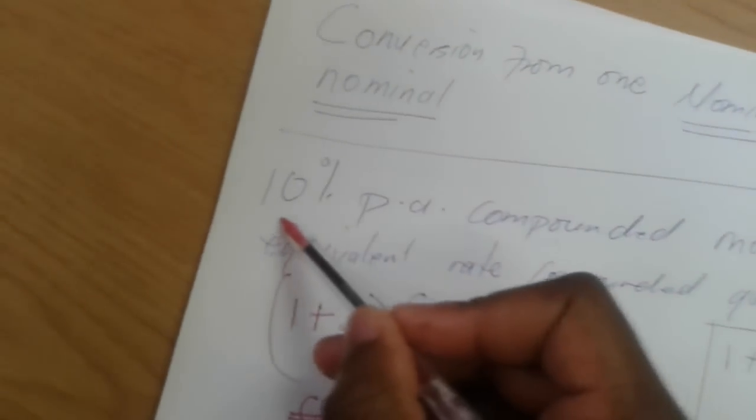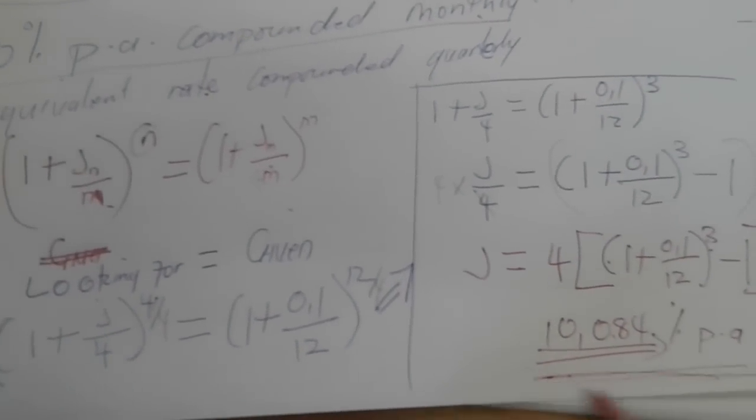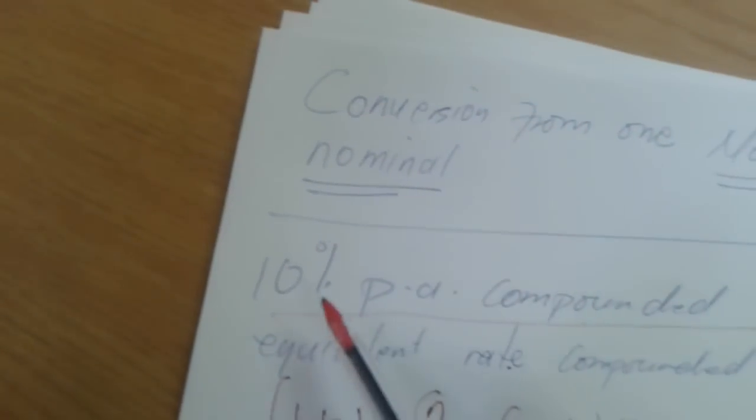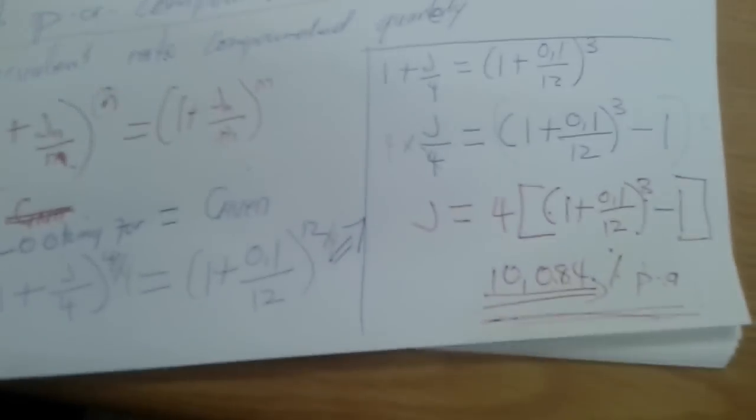So what we are saying is 10% per annum compounded monthly is equivalent to this. These two are the same. So if a bank gives you 10.084 per annum compounded quarterly, and another bank gives your friend 10% compounded monthly, really you are the same. There's no difference there, right?